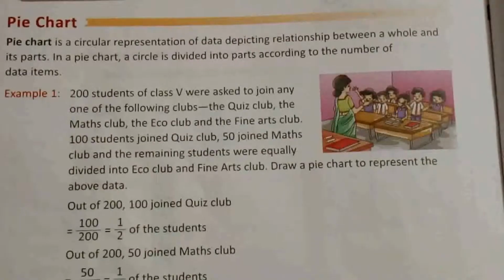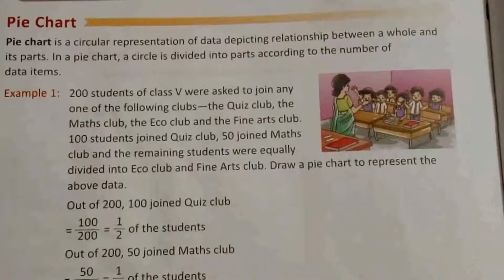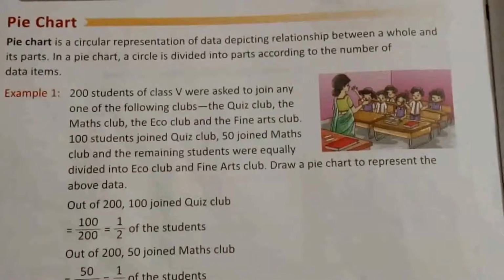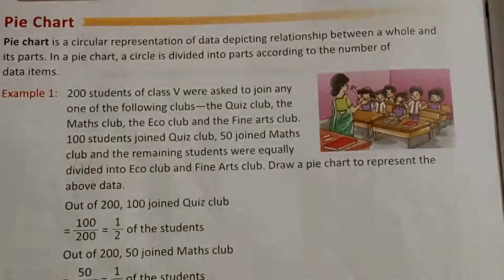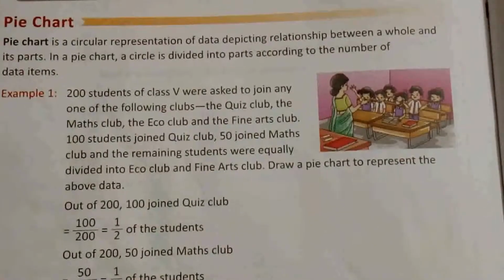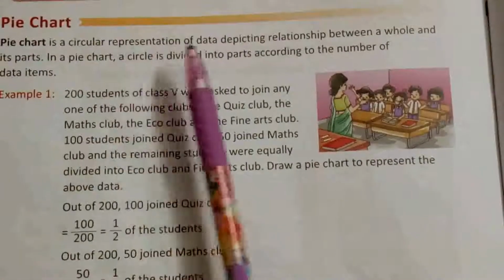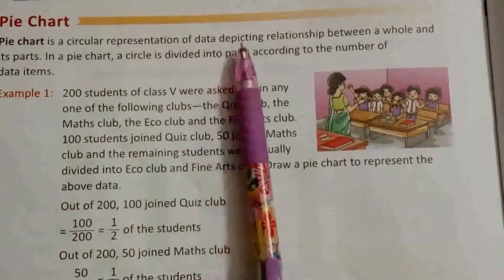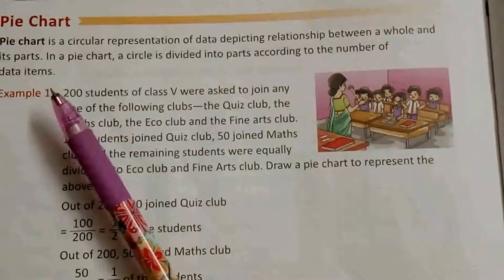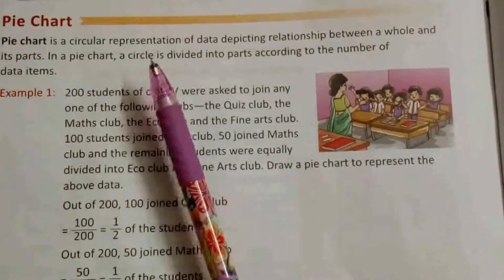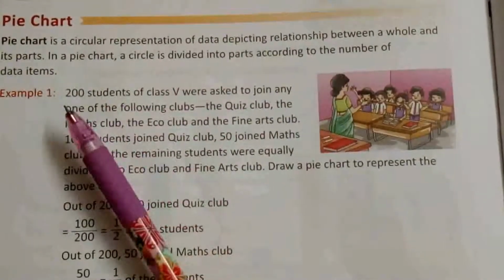First of all, data handling. Data handling means data, it means information. We will represent information through a pie chart. So what is the meaning of a pie chart? A pie chart is a circular representation of data depicting the relationship between a whole and its parts. In a pie chart, a circle is divided into parts according to the number of data items.